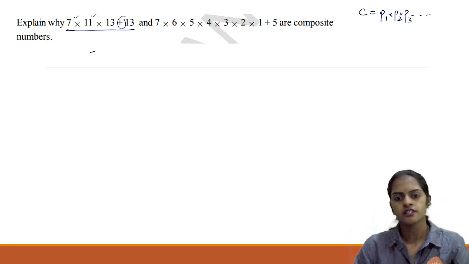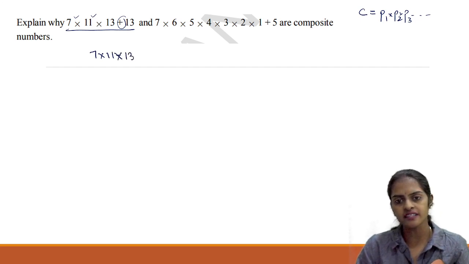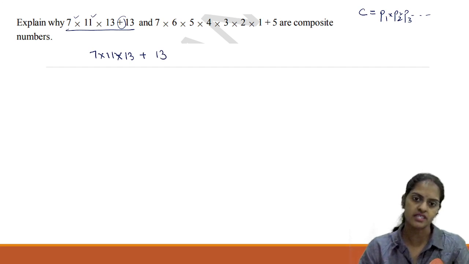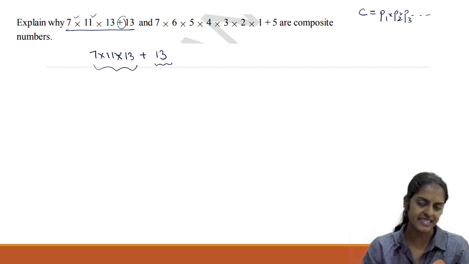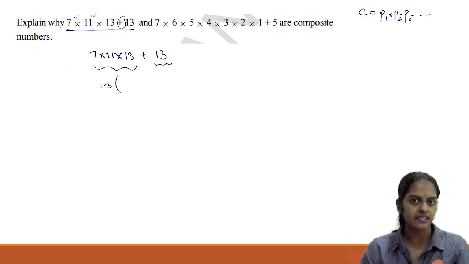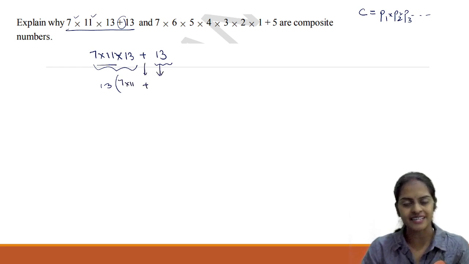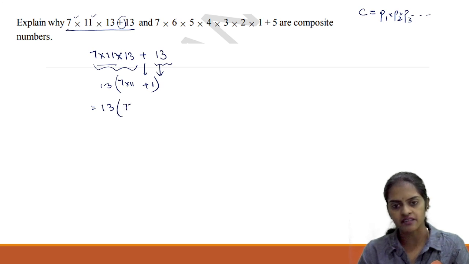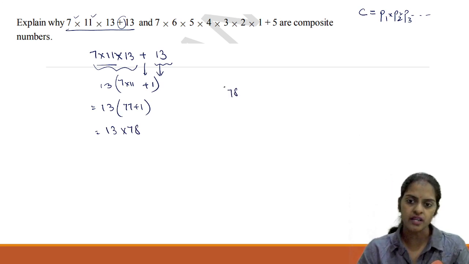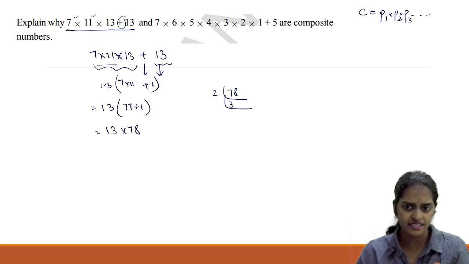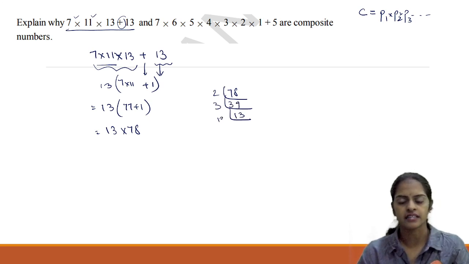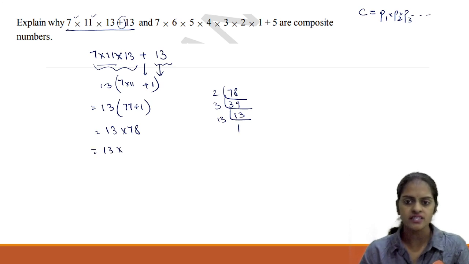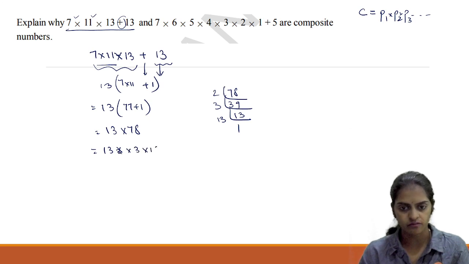So let's try to write it. 7 into 11 into 13 plus 13. This is the question given to us. Up to here it is one term, and this is the next term. In these two, 13 is common. Taking 13 common, what is left over is 7 into 11, plus, as it is. Here, if I take 13 common, nothing remains, so 1. So 13 into (7 elevens are 77, plus 1), that is 13 into 78. Now 78 I can prime factorize: 2 threes are 6, 2 thirteens are 26, 3 thirteens are 39. So 13 into 78 I can write as 2 into 3 into 13 into 13.